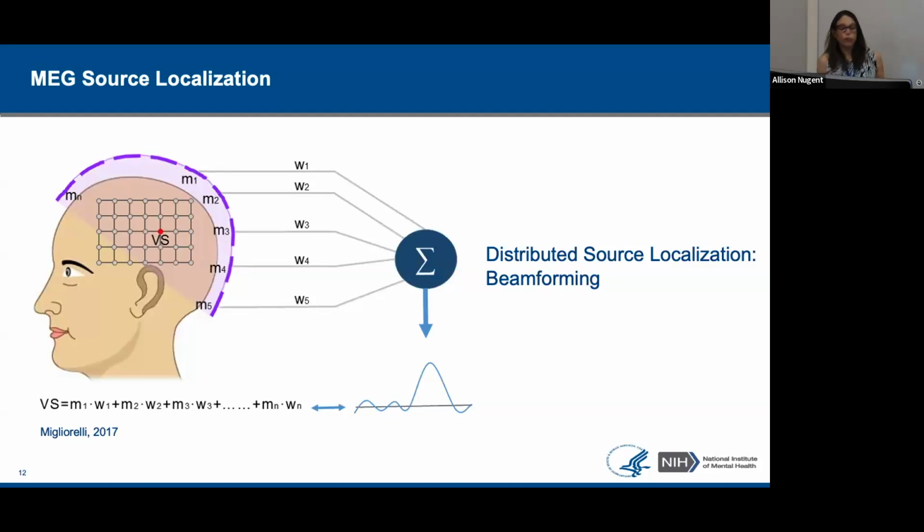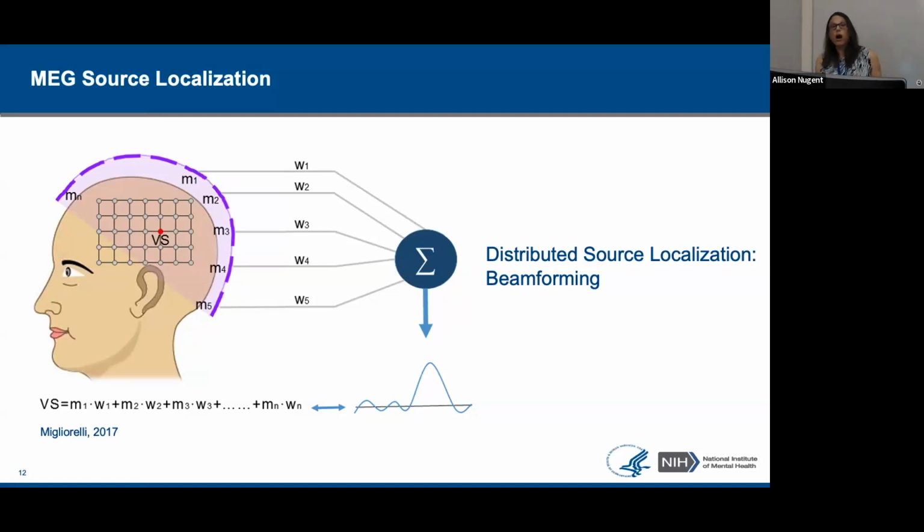So instead of relying on individual dipoles, we can use something called a distributed source model. In our lab, we use a technique called beamforming, although there are multiple ways to do this inverse modeling. I'm not going to get into the mathematics here, but beamforming basically sets up a volumetric or surface-based grid. And then for every point on that grid, the magnitude and the orientation of the source is calculated as a weighted sum of the data from each sensor channel.